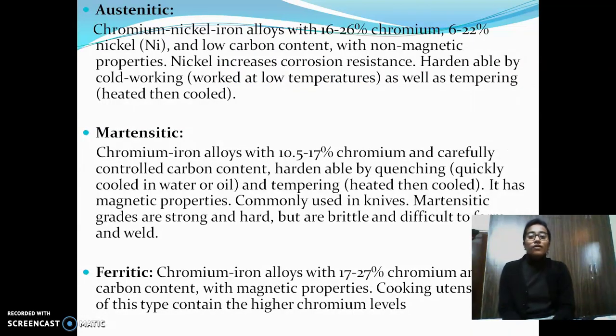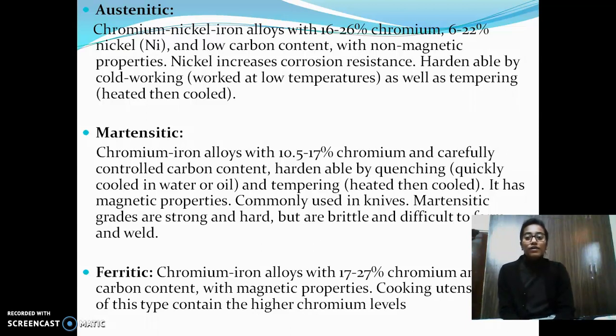So talking about the austenitic, they are chromium nickel iron alloys with 16 to 26% chromium, 6 to 22% nickel. It has low carbon content with non-magnetic properties. Nickel increases corrosion resistance. Hardenable by cold working, that is worked at low temperatures, as well as tempering, that is heated and then cooled.